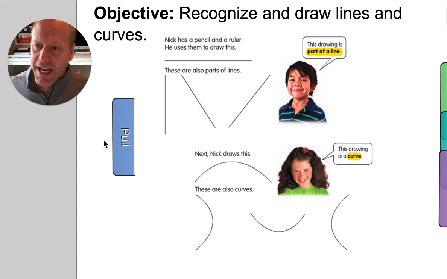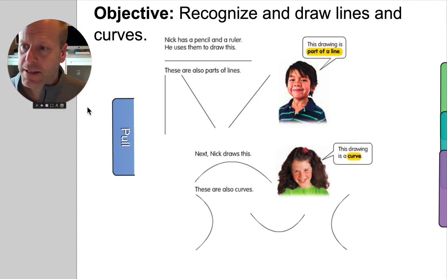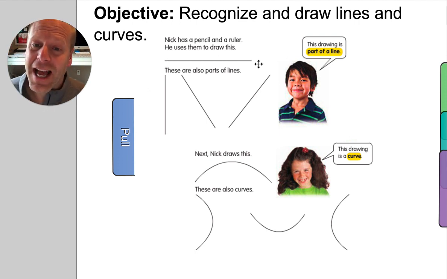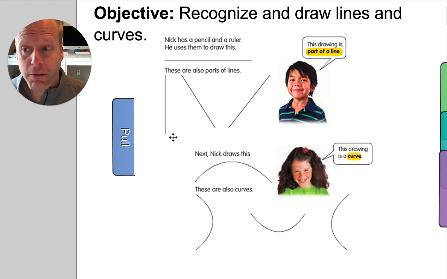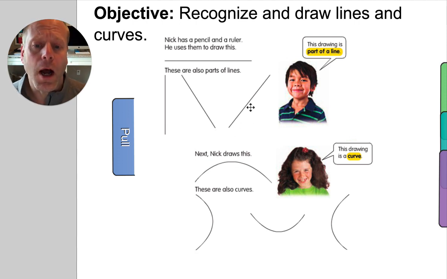So we have Nick with a pencil and a ruler, and he's drawing some lines, right? He's drawing lines that are side to side. We call those horizontal lines. We are drawing lines that are up and down, or vertical lines. Here we have some diagonal lines that are going down the slide or up the hill, right? All of these are to be considered lines, okay?